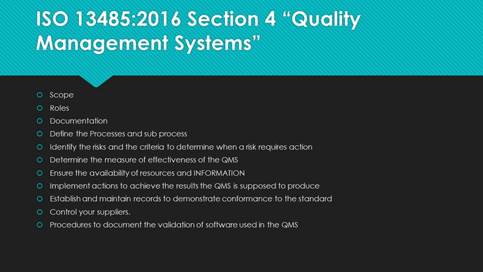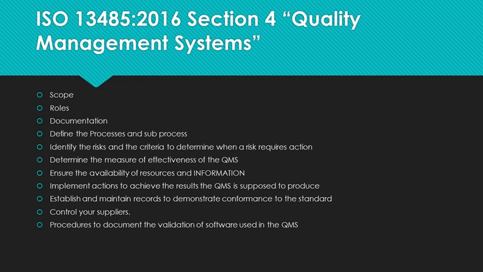Developing the QMS, you need to identify the risks and the criteria to determine when a risk requires action. When do you need to reduce the likelihood? When do you need to reduce the severity or increase the ability to detect a risk? The QMS needs to determine the measure of the effectiveness of the QMS. So how are you going to do this? How do you know if it's working or not? Are there trends in key performance indicators? How do you know if you're getting better, worse, or staying the same?